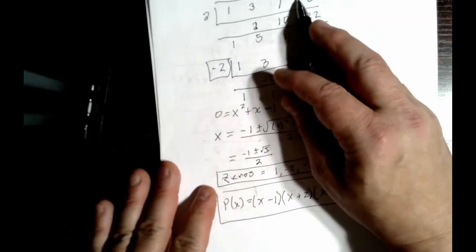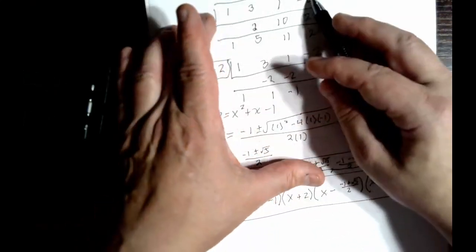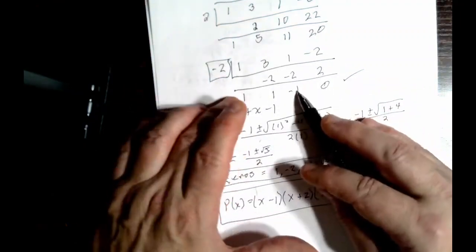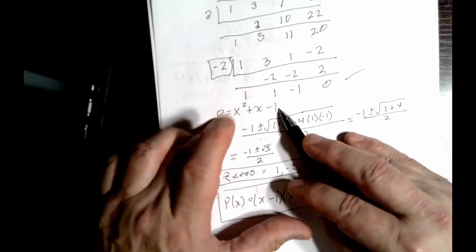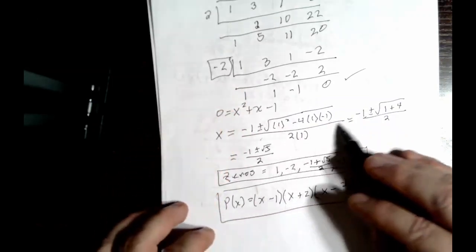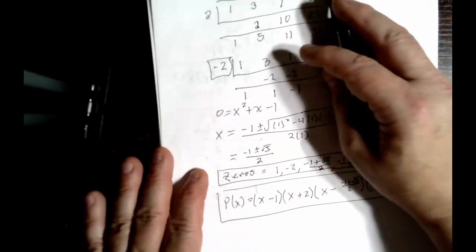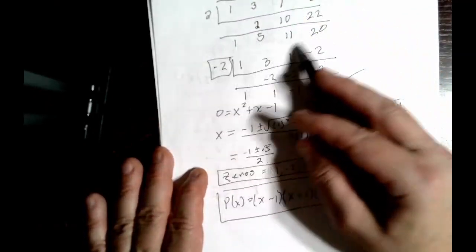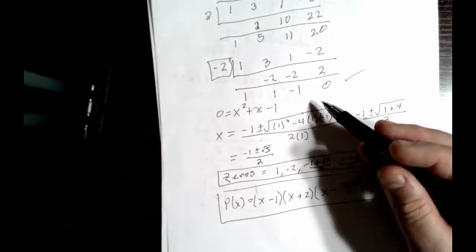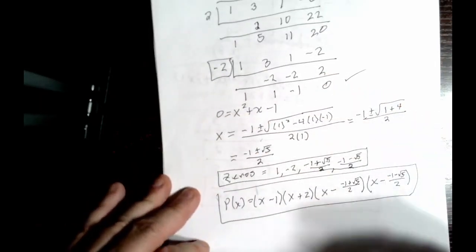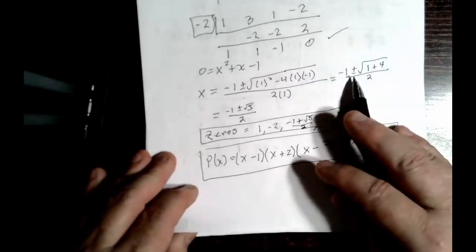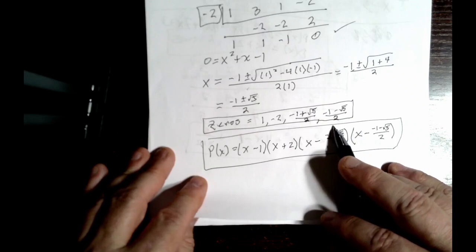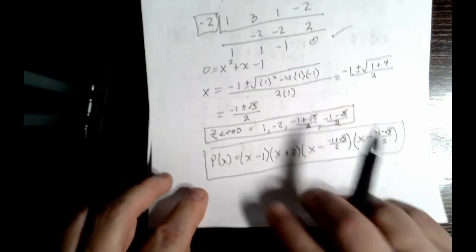Notice, since I tried 2 with these new numbers, and it didn't work, I used the same new numbers with another 0. And once it works, I use the new numbers in my quadratic formula. So whenever a number works, you always want to take those new numbers and try them. If a number doesn't work, you don't use those new numbers because it didn't give you a remainder of 0. So you use quadratic formula and you get minus 1 plus or minus square root of 5 over 2. And so here's your answer there.